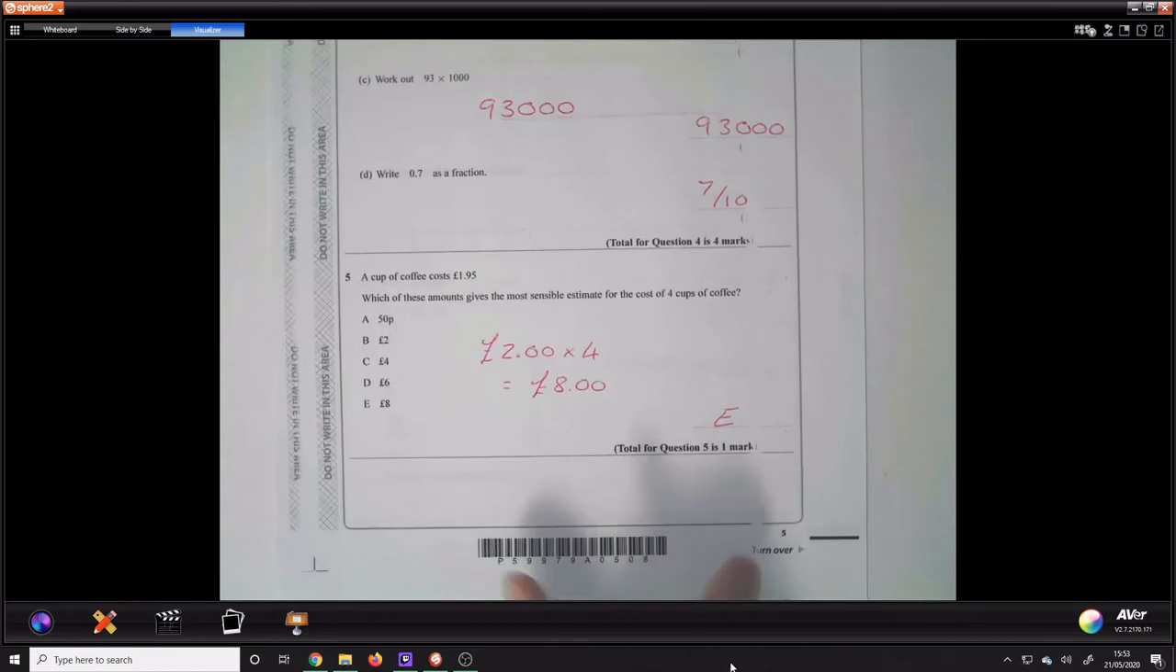And question 5 asked you to give a sensible estimate for 4 cups of coffee. Well, if it's £1.95 times 4, the answer isn't there. So we have to think, well, what is £1.95 pretty close to? Well, it's pretty close to £2, and £2 times 4 is 8. So the answer is E, but if you wrote £8, that would be correct as well. Don't worry if you wrote £8. So the answer is either £8 or E.